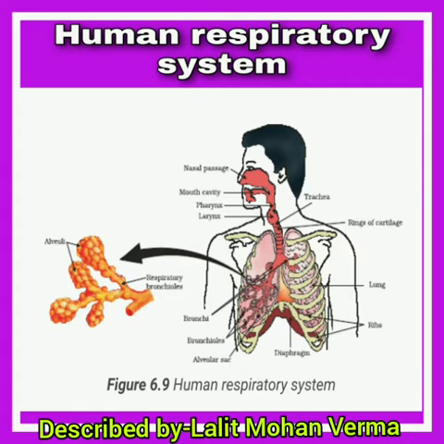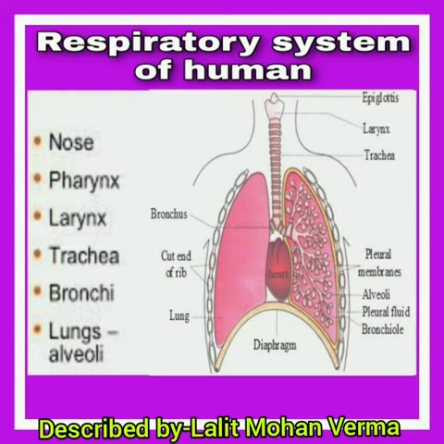I have also marked the alveoli, looking aside in the diagram. The respiratory system of humans consists of the nose, pharynx, larynx. Larynx means sound box. Trachea, that is the windpipe. The trachea divides into bronchi, and lungs consist of alveoli.